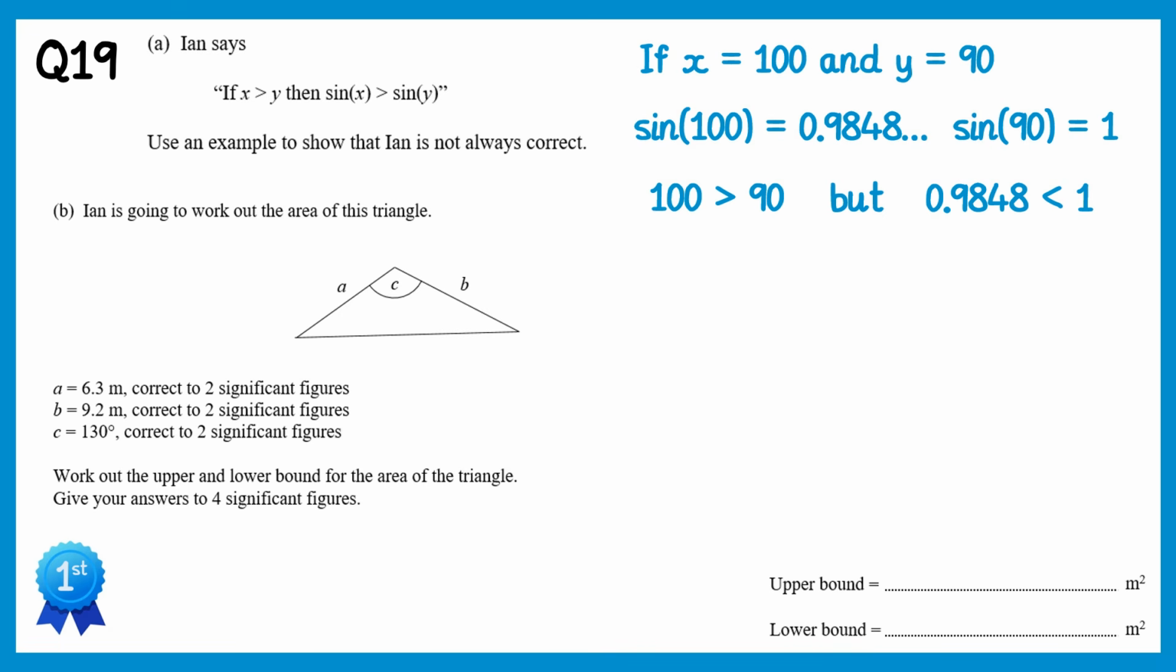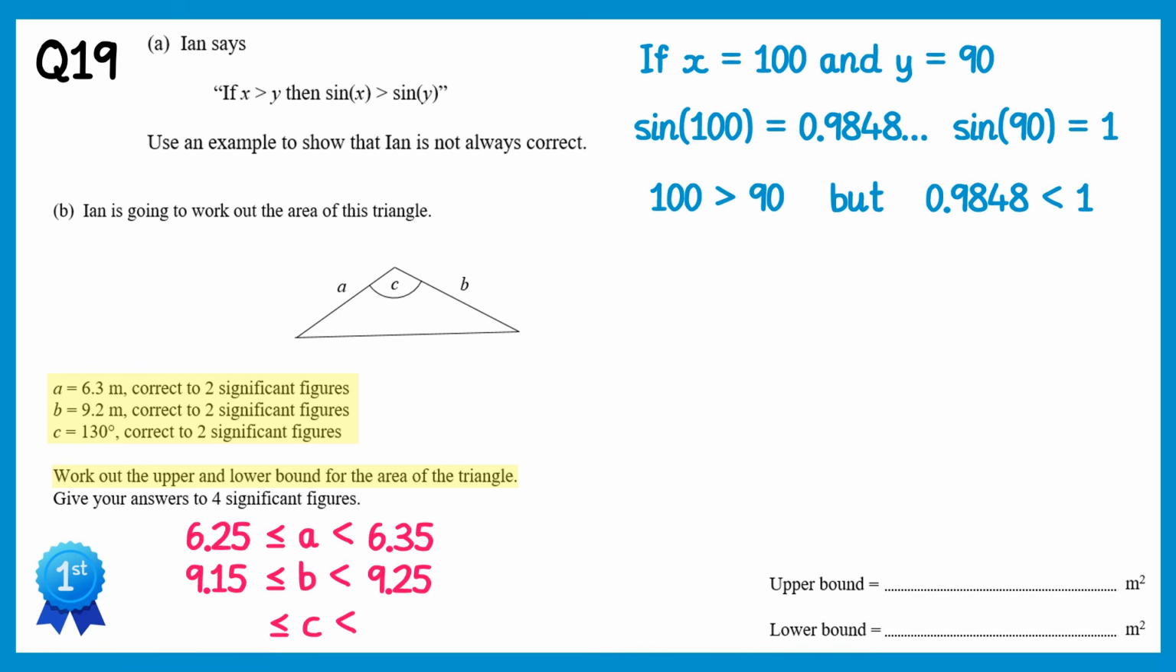Now on to the second part of the question, we're going to find the upper and lower bound for the area of this triangle. Let's start by finding the bounds for all of the numbers in the question. So let's start with a, which has been rounded to two significant figures. The lower bound for that will be 6.25 and the upper bound 6.35. And then for b, lower bound 9.15, upper bound 9.25. And on to c. So this one's been rounded to two significant figures, so you need to be careful. The lower bound is 125 and the upper bound is 135. Now I'd encourage you to write those down because they'll get you some marks even if you did the next bit wrong. So now we need to find the area of this triangle.